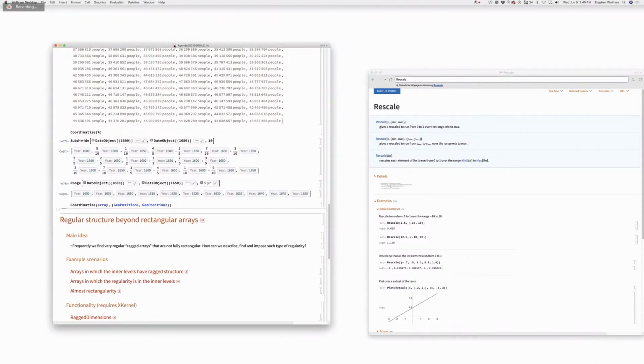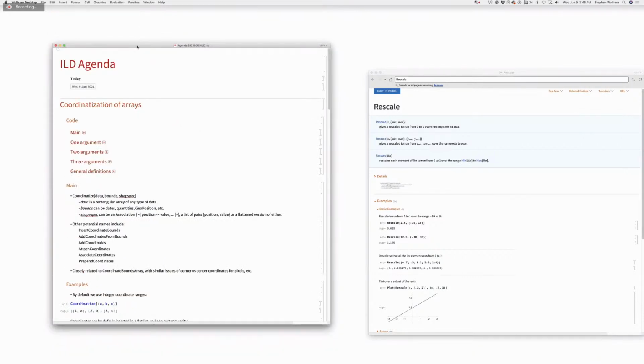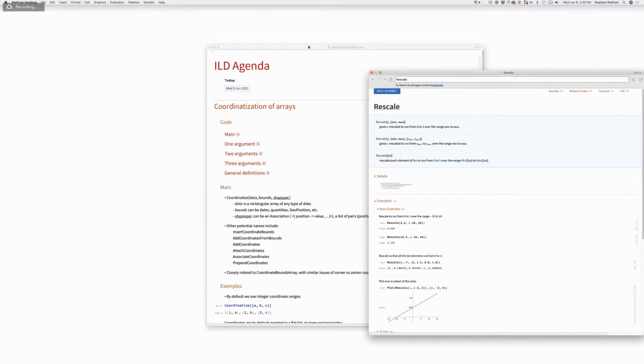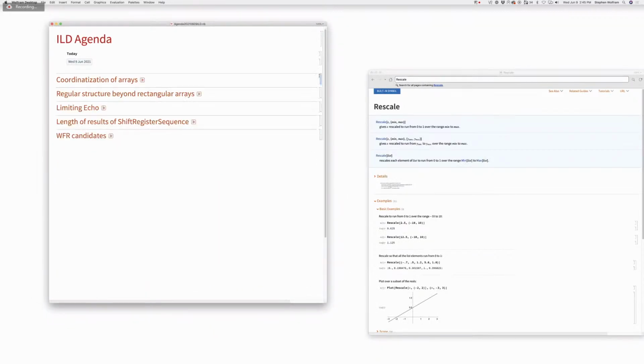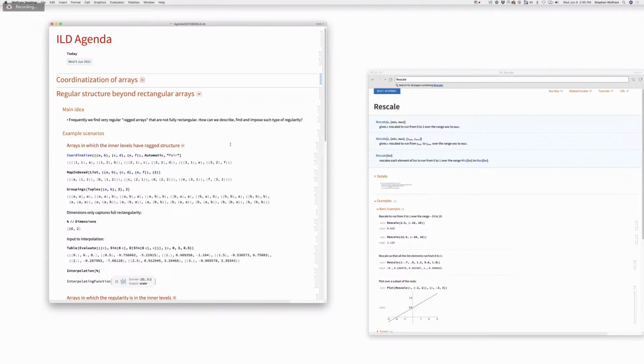So this is a more general discussion that we started a few months ago, and Rob has extended it, and it's now more powerful. So the general idea is those cases in which we have an array which is not fully rectangular, but almost. It has some sort of ruggedness somewhere, but it's still pretty regular. So how can we find it? And how can we describe that regularity? And how can we perhaps even impose it back in some data?